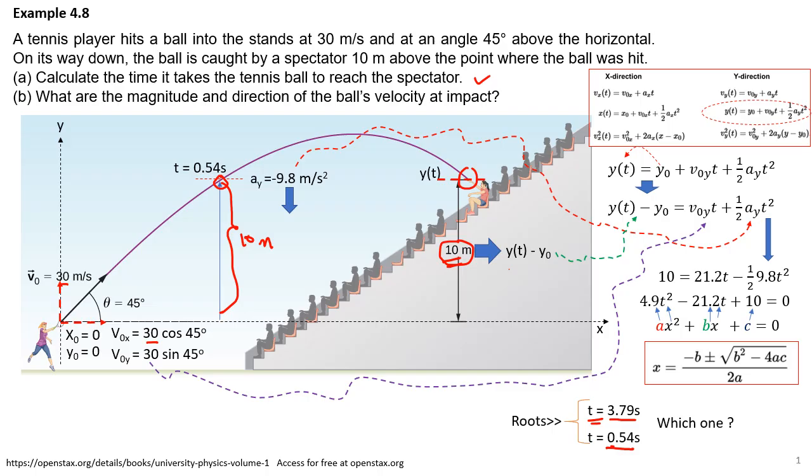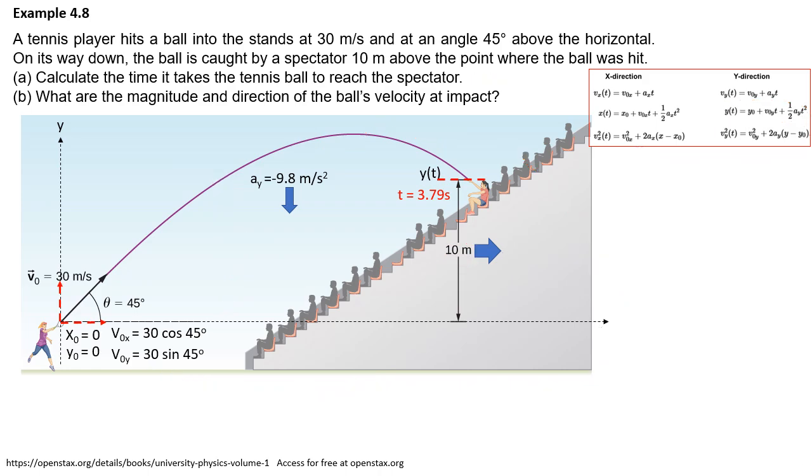Then it goes to a maximum height where the y velocity becomes 0, while the x velocity is still there, not changed, and then it comes back. The second time it reaches 10 meters high is here at 3.79 seconds. So we found the answer for the first part. So we have to choose this one.